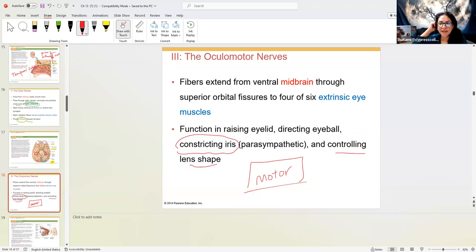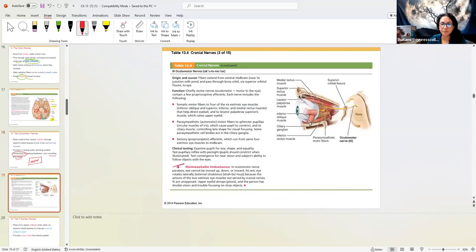There is a reflex which we call the pupillary reflex, which means that if you shine a light in your eye, you can see that the pupil size is going to change. It's going to constrict. This is because of the parasympathetic fibers of the oculomotor nerve, which control the size of the pupil to make sure that our retina is not going to be damaged by this light.